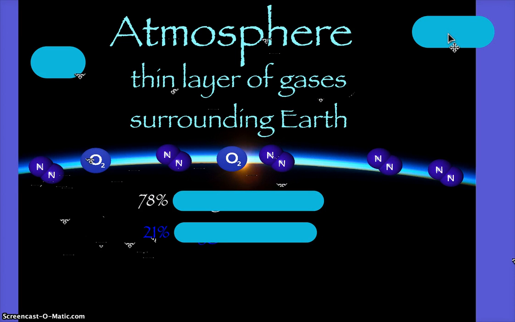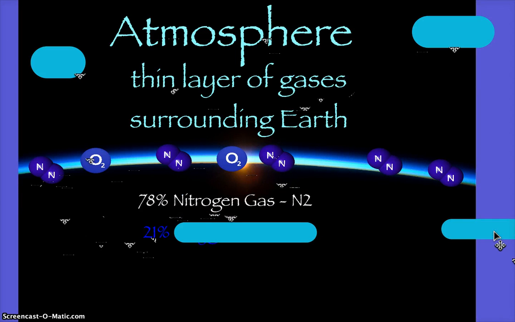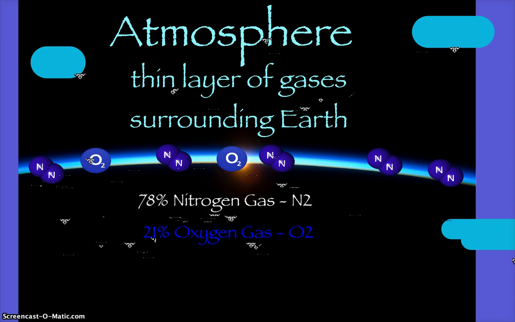So looking at that diagram, what gas do you think primarily dominates our atmosphere? Nitrogen. 78% of our atmosphere is nitrogen gas. And what's the 21%? Oxygen. Good. And then 1% is all other gases, primarily argon and carbon dioxide.